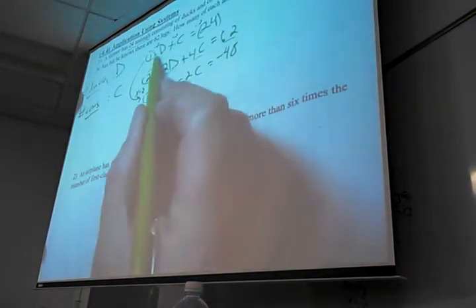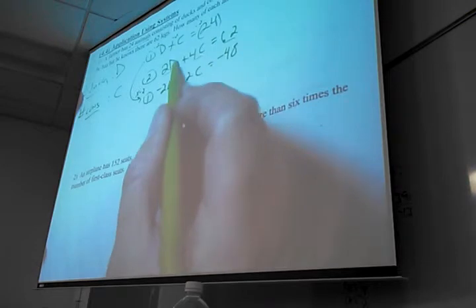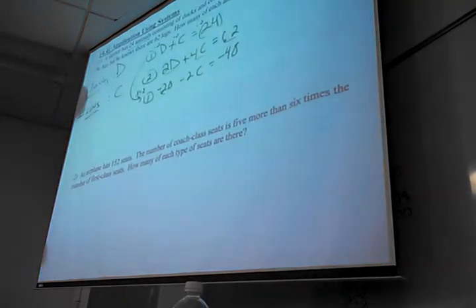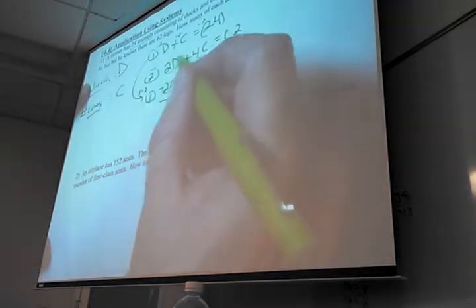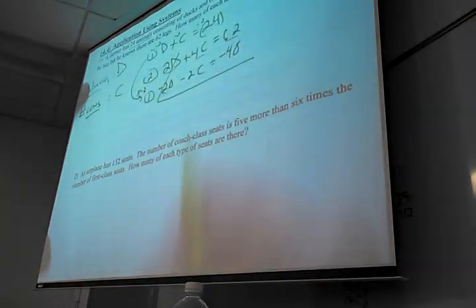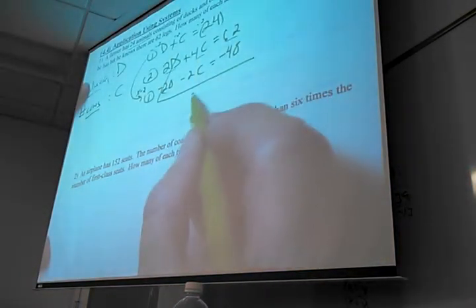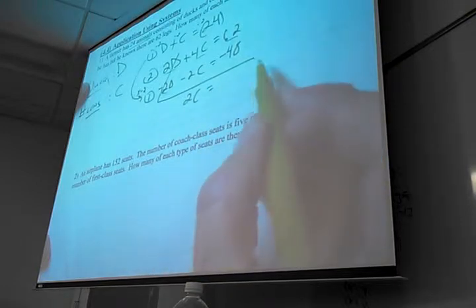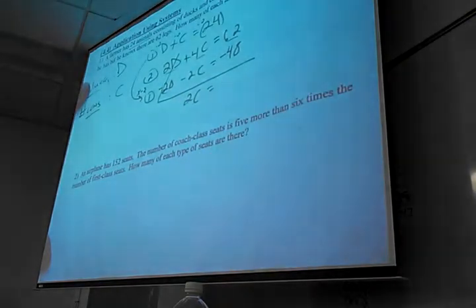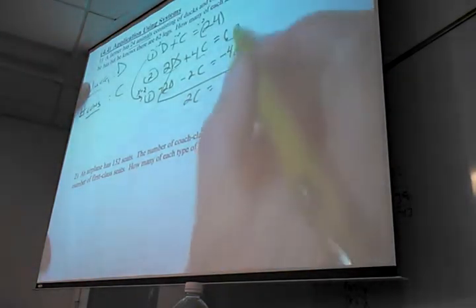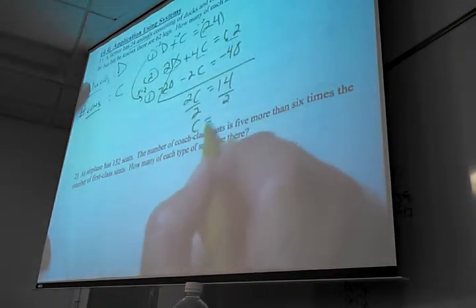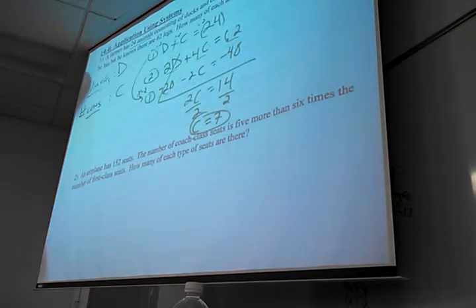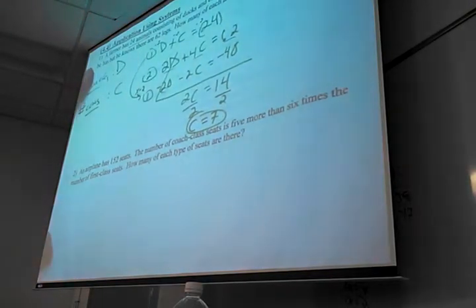So we multiplied this one by negative 2 just so these would cancel when I add them together. So now when I add them together, these cancel. 4c minus 2c, 2c equals 14. Right, just 62 minus 48. So then how many cows are there? 7 cows.